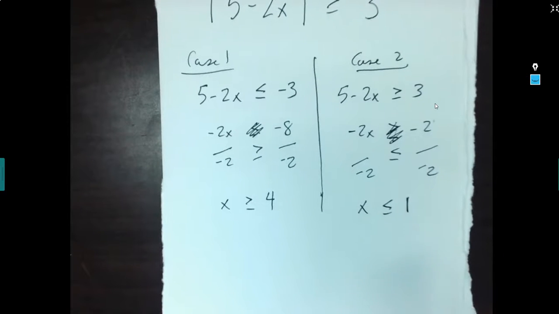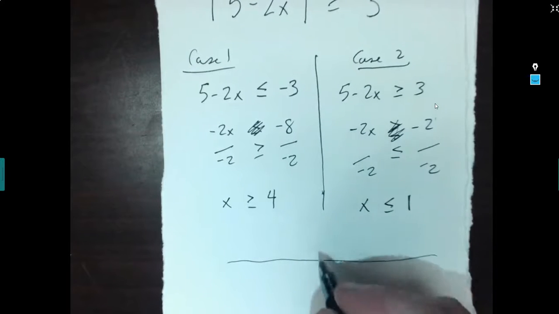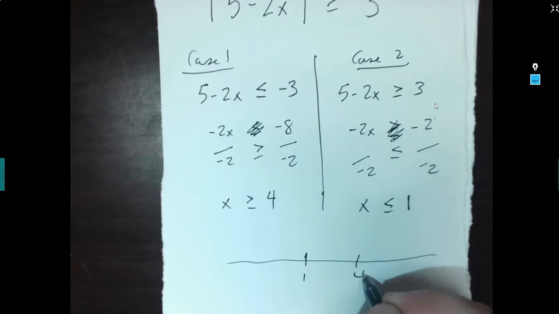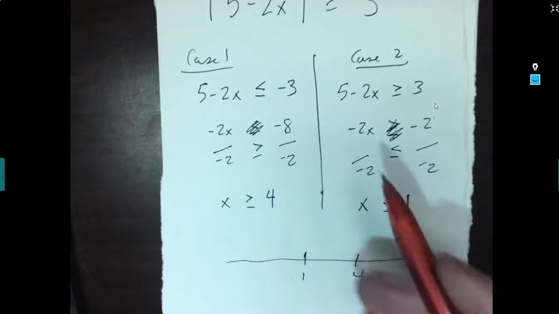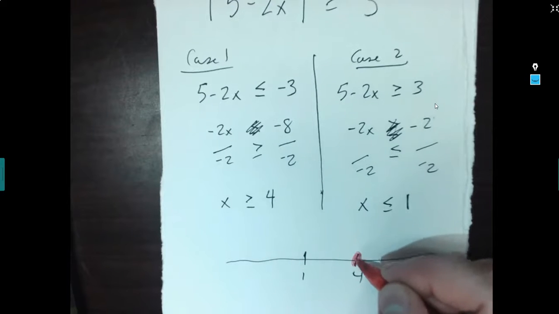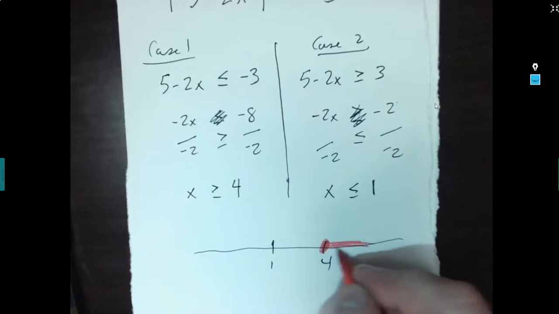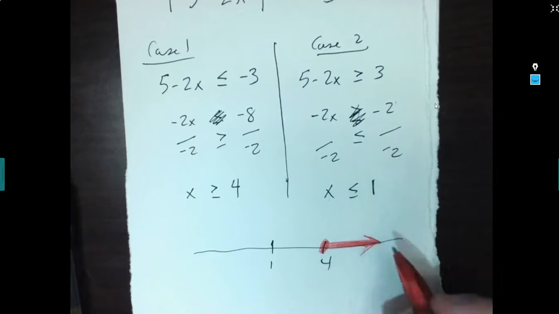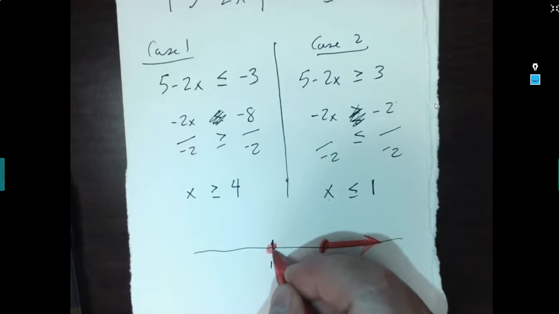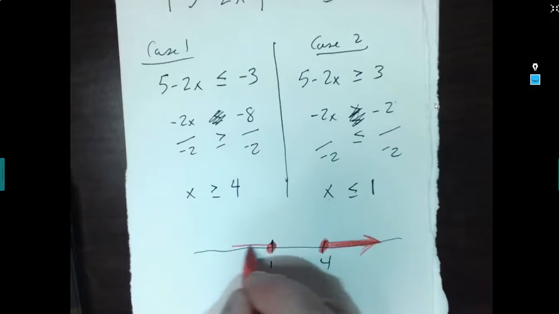Okay, now to put your answer in interval notation, you should use the number line first. And you're going to need to locate 1 and 4. So x greater than or equal to 4, we're going to start at 4, include it, and then everything to the right. And x less than or equal to 1, we include 1 and everything to the left.